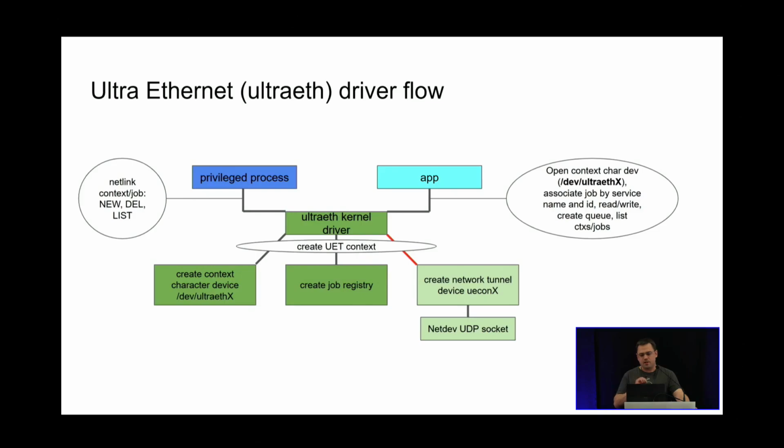So first, an app has to create a UET context. Then it has to create a UET job. We need a job ID to associate an endpoint with. When it becomes associated, it's like a binding, like doing a bind, so they can start transmitting and receiving packets for that job. Right now, our driver also automatically creates the network tunnel device. You can see the red line over there.